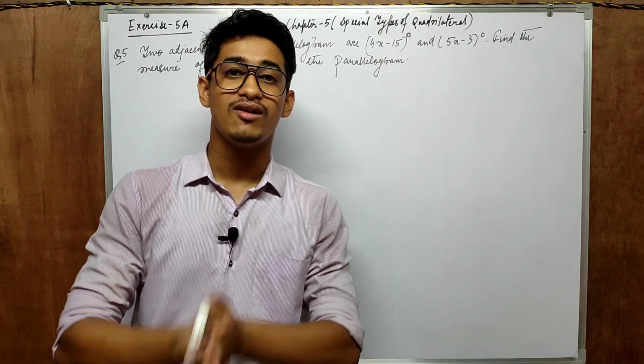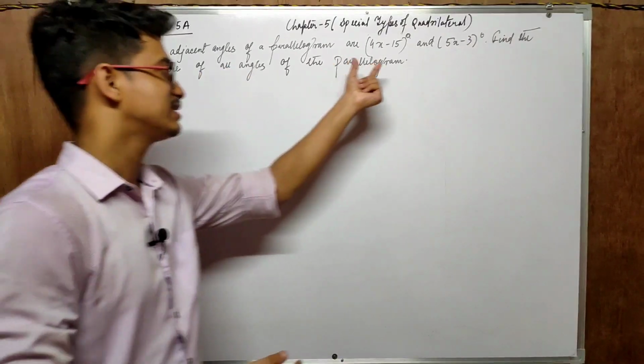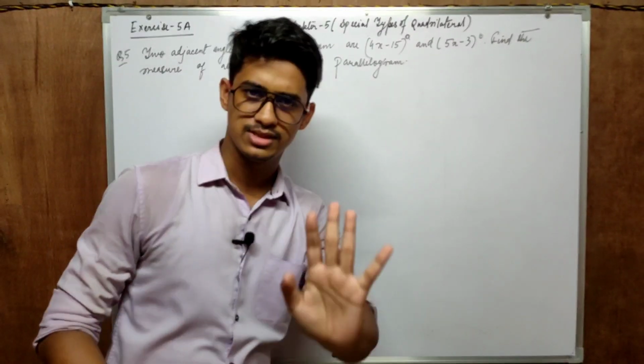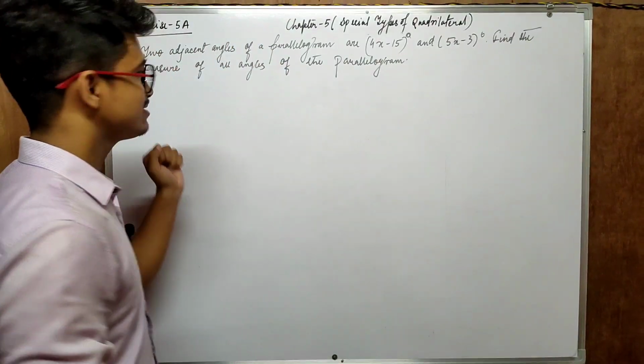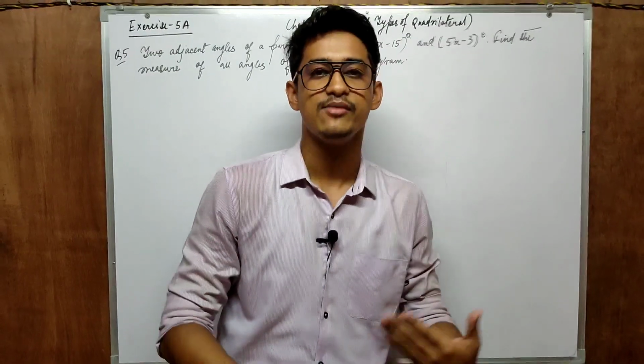Alright, so let's move on to our last question of today's session. Two adjacent angles of a parallelogram are this and this. Find the measure of all angles of the parallelogram. Simple question. So what do you mean by adjacent? Adjacent means neighborhood points or neighborhood angles.